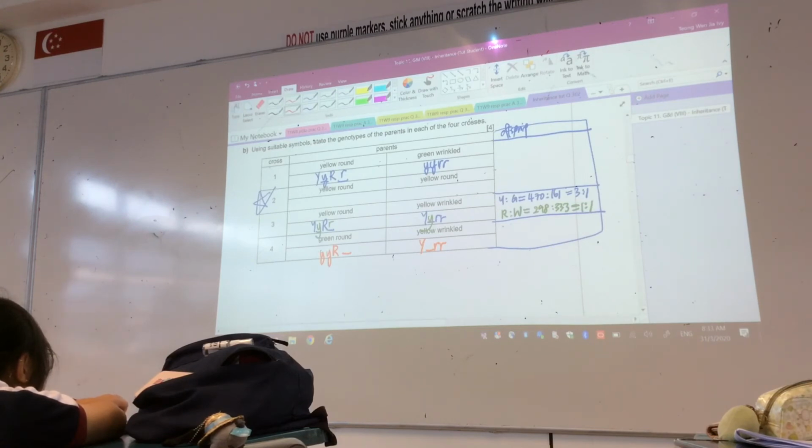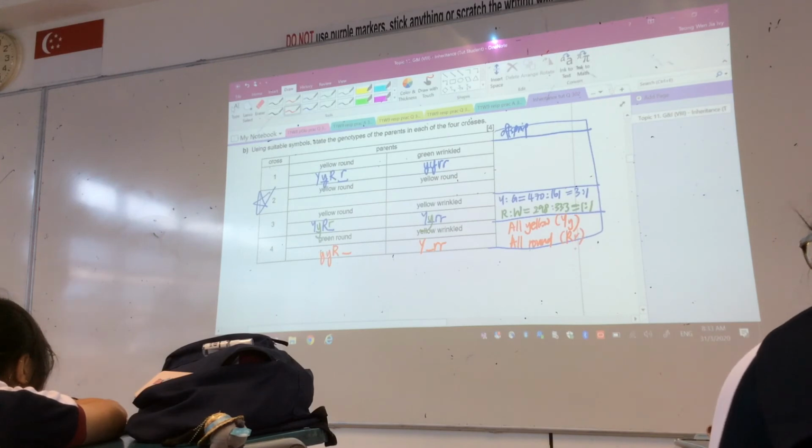But anyway, how do you get the parent genotype for the first one? In order to get all yellow and all round offspring, what do you think is the offspring genotype? It has to be heterozygous, right? Because the parents are different. Okay, so all round, it has to be like this. So it means that the parents have to be homozygous. So it has to be like this with like this. Can?